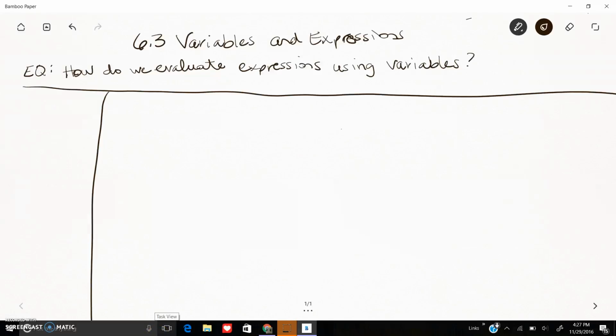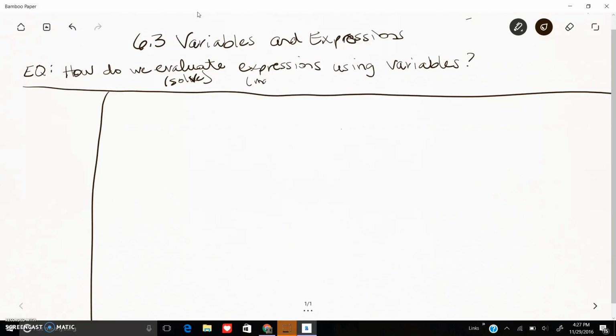All right, guys, here are the notes for 6.3 that you girls didn't get to do today. Our essential question is, how do we evaluate expressions using variables? First of all, what does evaluate mean? It means solve, right? Or get the value of something.